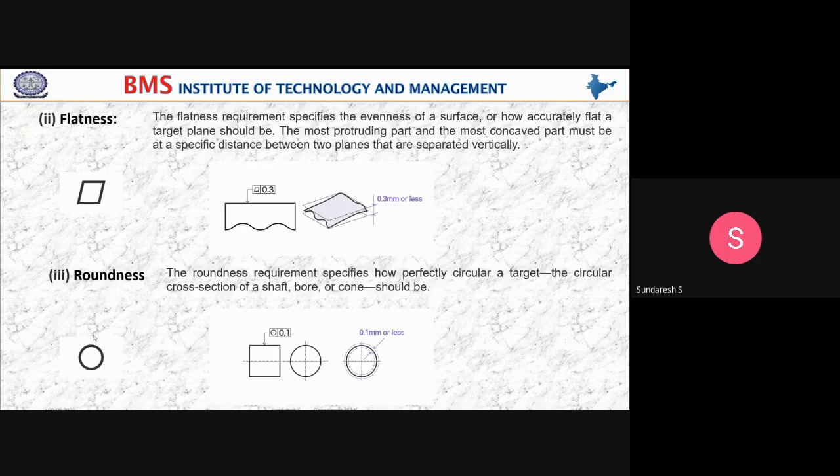The roundness symbol is a circle. Okay, the roundness requirement specifies how perfectly circular the circular cross sections are. Okay, so again you will have the allowances. 0.1 millimeter is allowable, right? For a shaft, or in the case of a bore or a cone, what it should be.